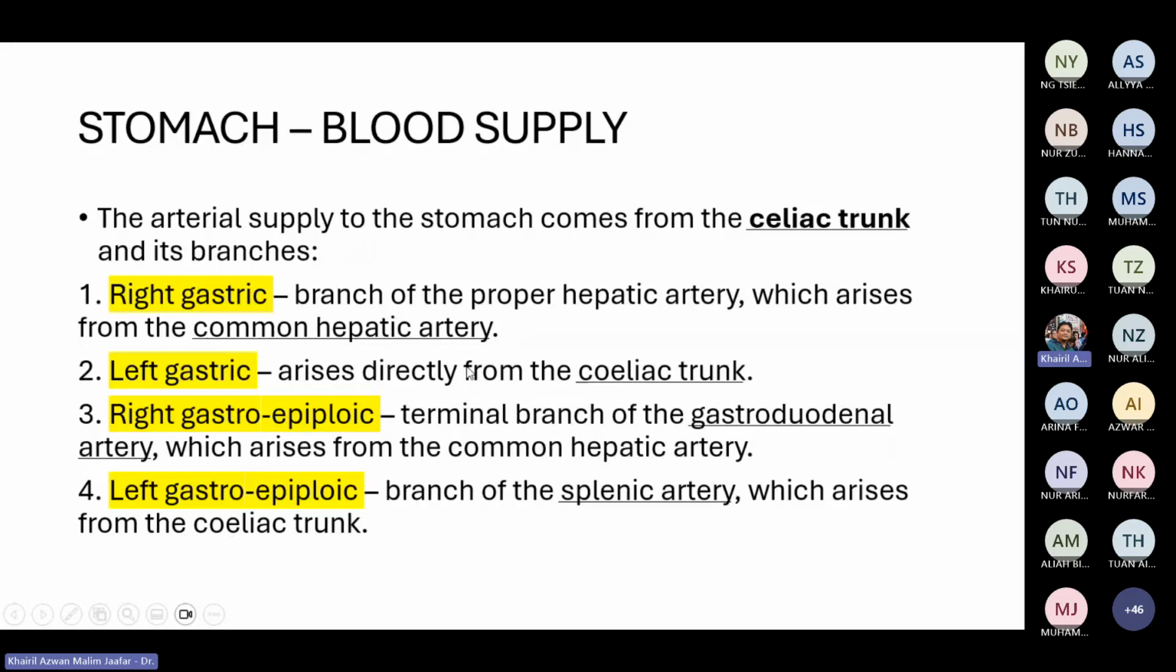Okay, blood supply of the stomach. Not that complicated. There are 4 main blood supplies: right gastric, left gastric, right gastroepiploic, and left gastroepiploic. The question may come like, what is the origin of the right gastric or left gastric? The right gastric comes from the common hepatic artery, left gastric comes from the celiac trunk, right gastroepiploic from the gastroduodenal artery, and the left gastroepiploic artery is from the splenic artery. So there are 4 arterial blood supplies, and each of them arises from a different artery.